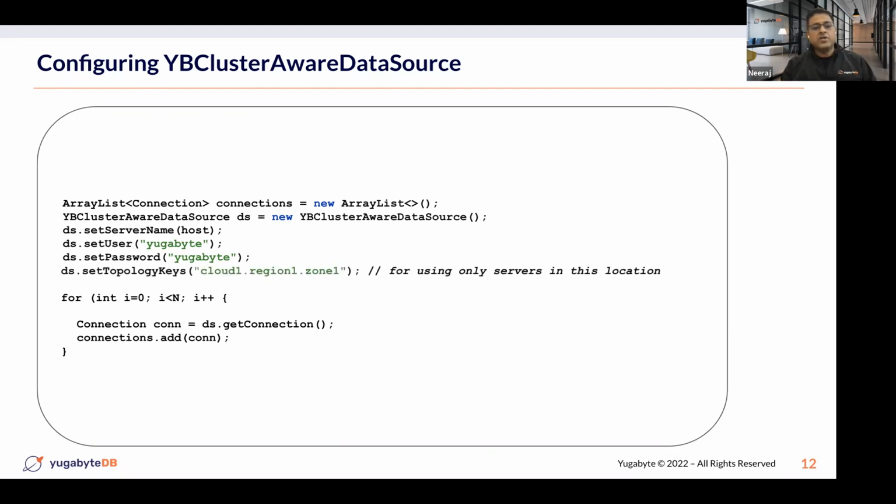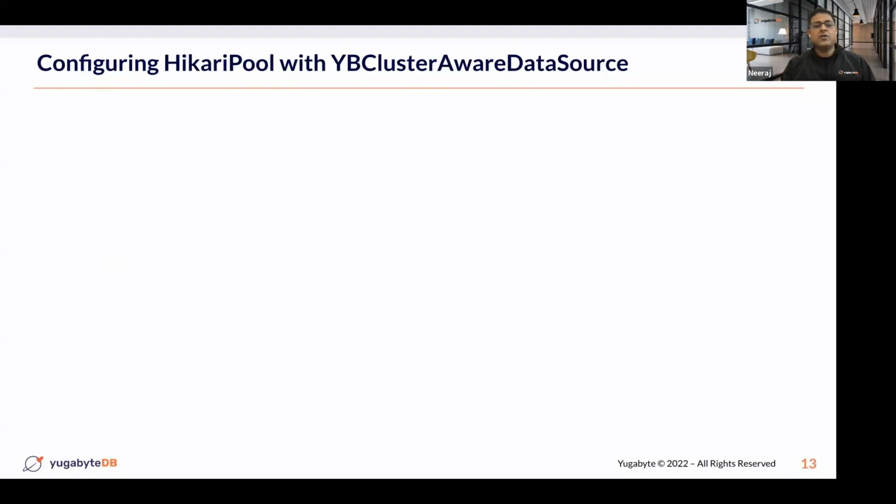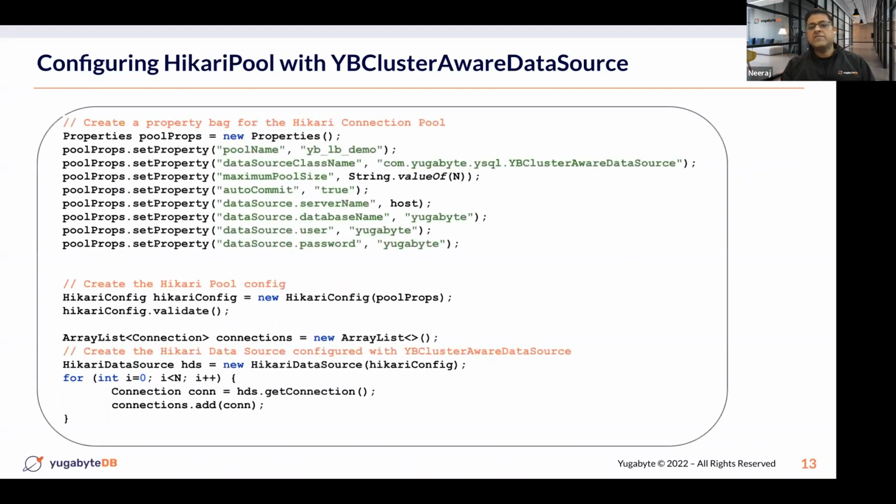And if you want topology aware, you just call these set topology APIs, provide the topology keys, and then it will do the topology aware load balancing. Similarly, you can also configure the pool with the YB cluster aware data source. You need to set the pool first, configure it properly, then you create a Hikari config. This is an example with the Hikari config, but the Tomcat pool, etc., will also work with this data source.